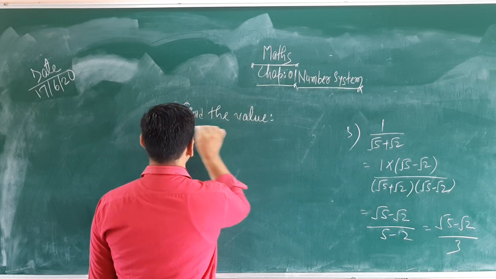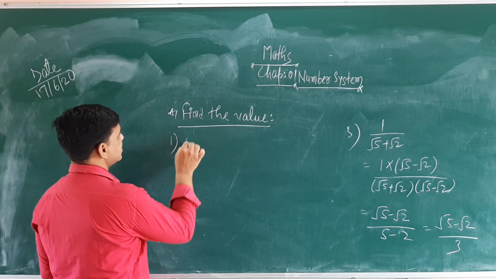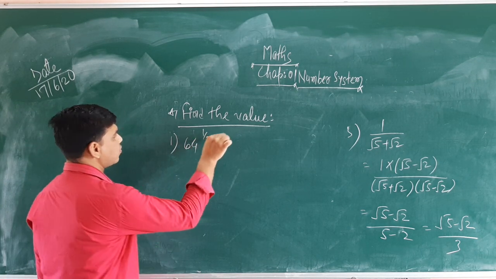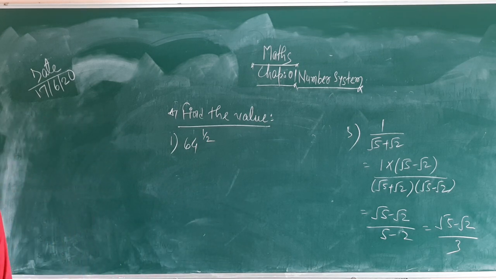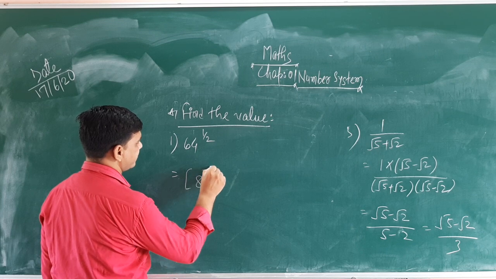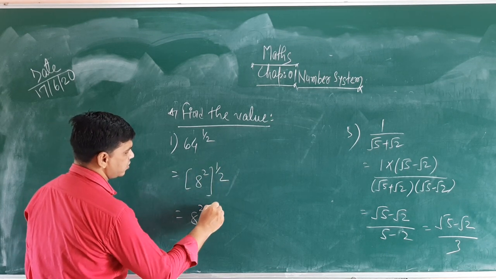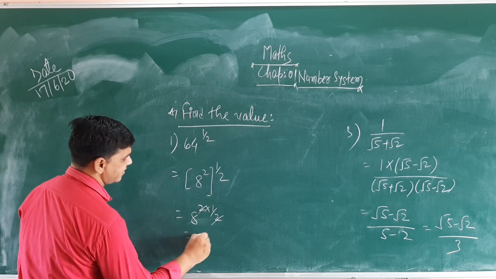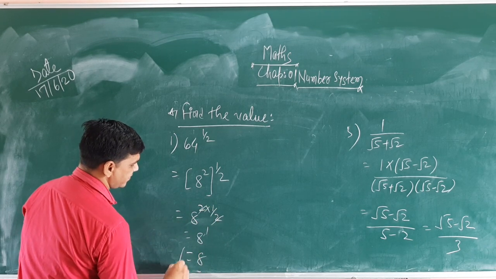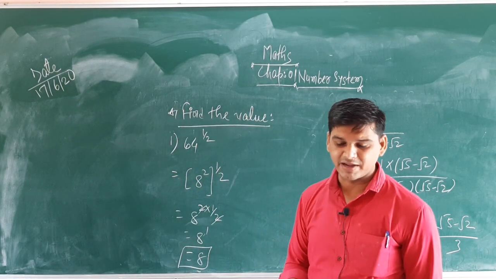For example, if I have the value 64 raised to 1 by 2. 64 raised to 1 by 2. So we have to make that 64, which means 8 squared, raised to 1 by 2. So 8 raised to 2 into 1 by 2. The 2 and 2 are eliminated. 8 raised to 1 is equal to 8. That is a part of the power factorization rules that we have to use.